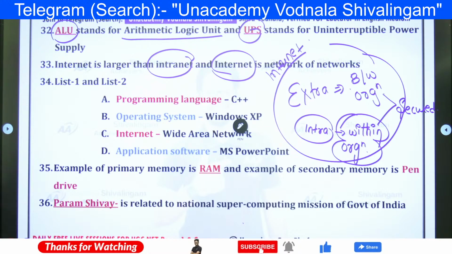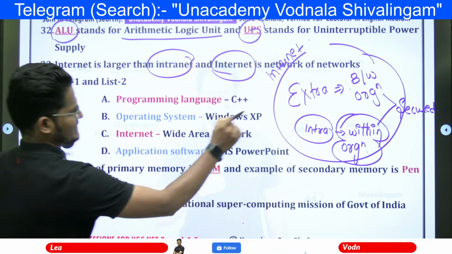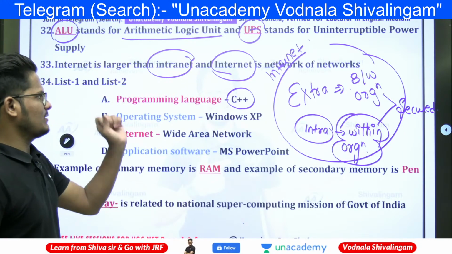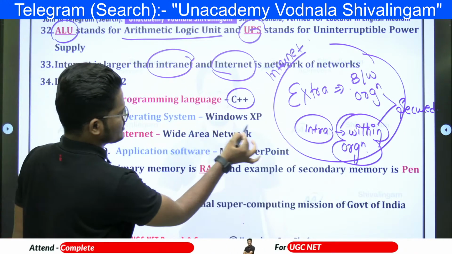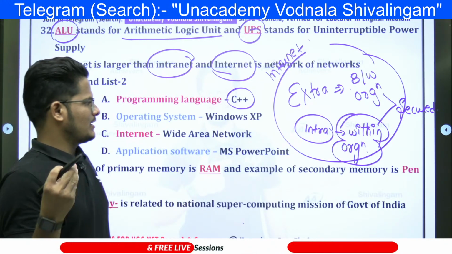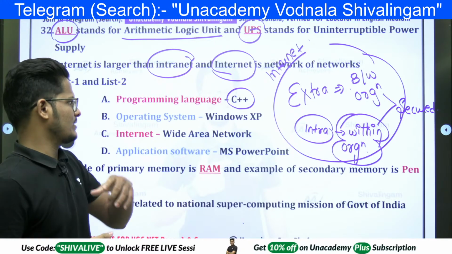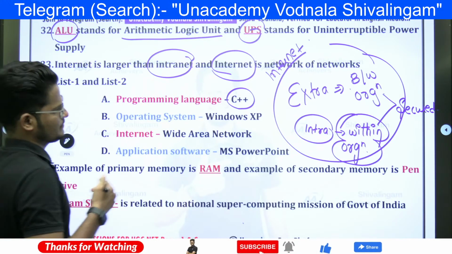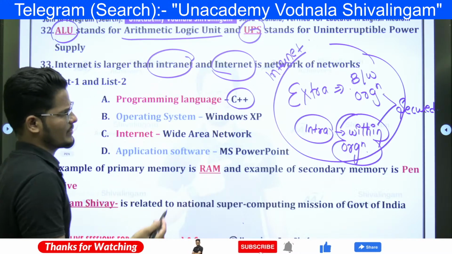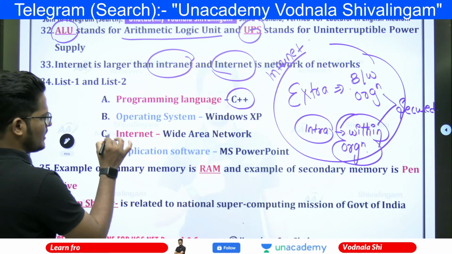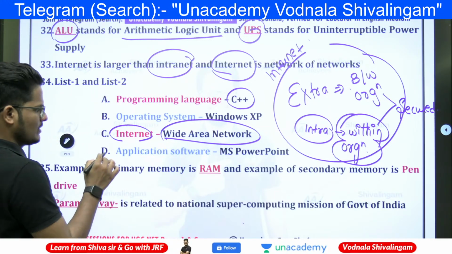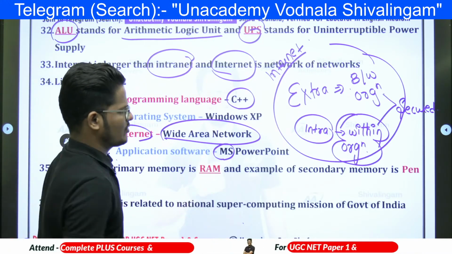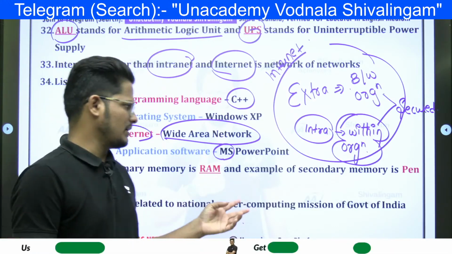Right? So next. Extranet and intranet are private networks. Programming languages: C++, Java, Python. Operating systems: Windows XP, Windows 8, 8.1, 10, and the latest one, Windows 11, and also iOS from Apple, Macintosh, and many others. Linux is an operating system, and Android is the operating system for mobiles. Internet is a worldwide area network, and application software is MS PowerPoint, MS Access, MS Word, everything.